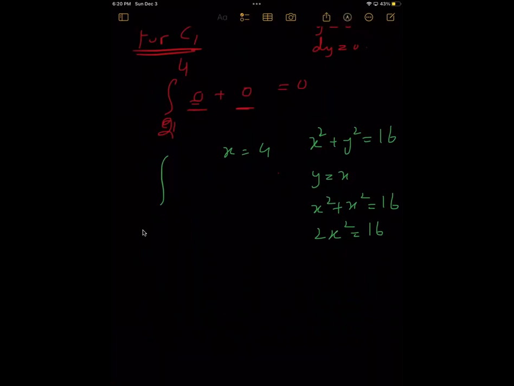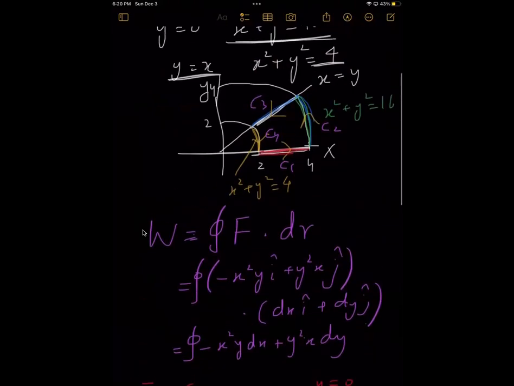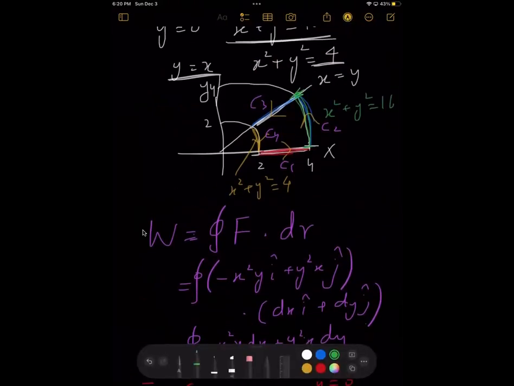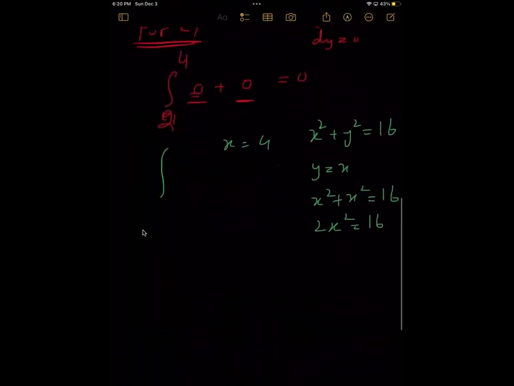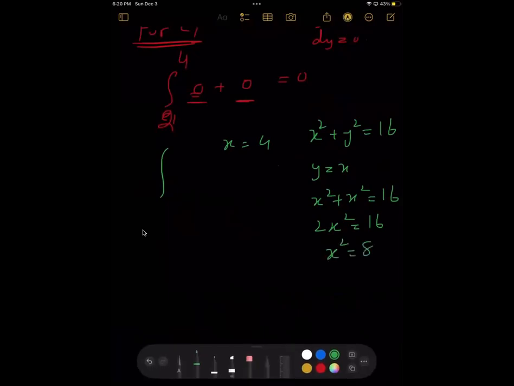Yes. So if we look here, this is our curve. Here we have y is equal to x, and here our x is 4 and y is 0. So we are finding the point over there. Here x square will be equal to 8, so x is equal to 2 under root 2. And y is equal to x, so y is also 2 under root 2. One thing is clear. Now for the C2, we are starting from x is equal to 4 and going till 2 under root 2. These are our limits for x.